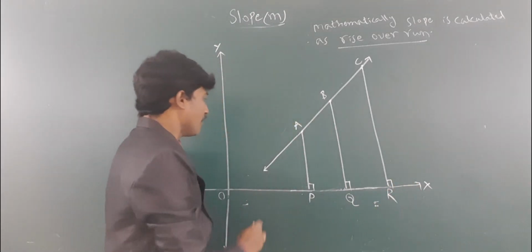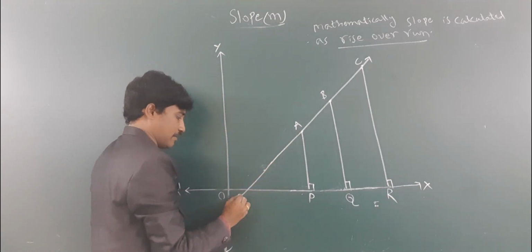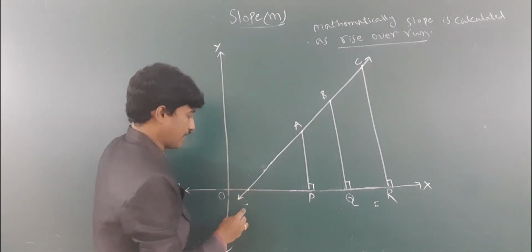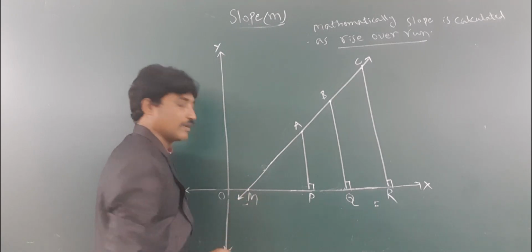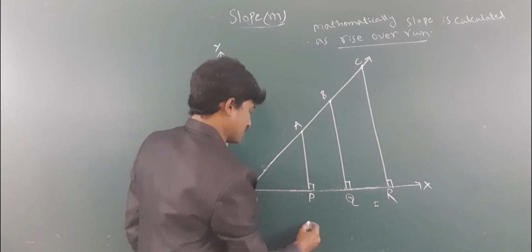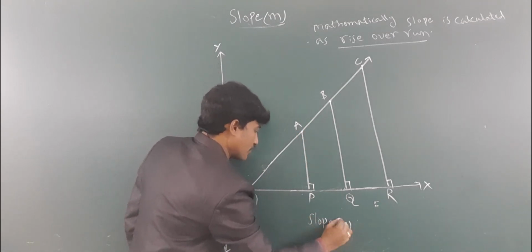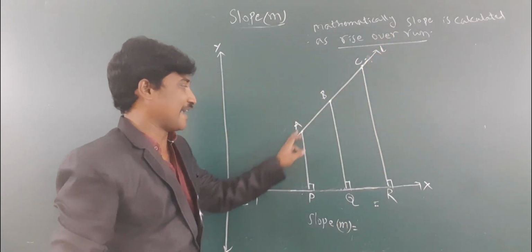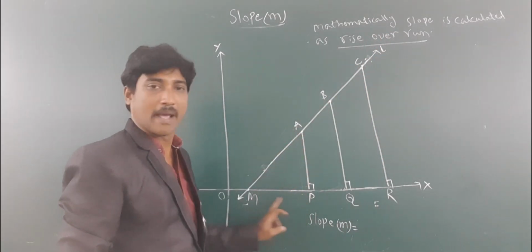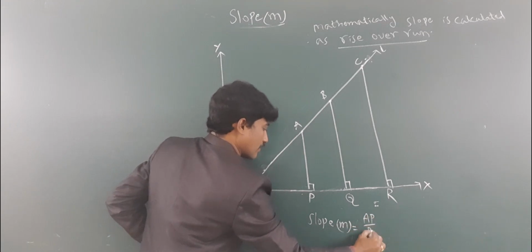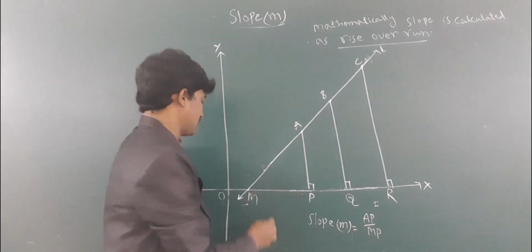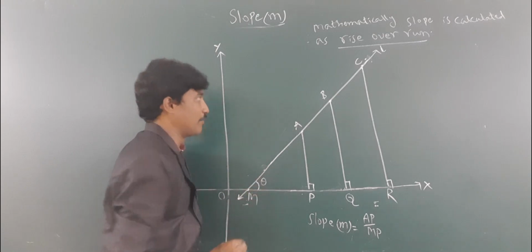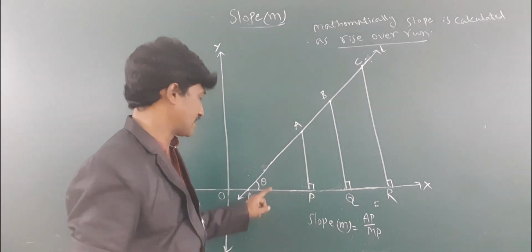Here we know slope, if we extend this line to intersect the x-axis at some point M, then slope M is equal to the slope of this line L, which is rise over run, that means AP by MP. I am taking the inclination theta as the angle made by this line with the x-axis.